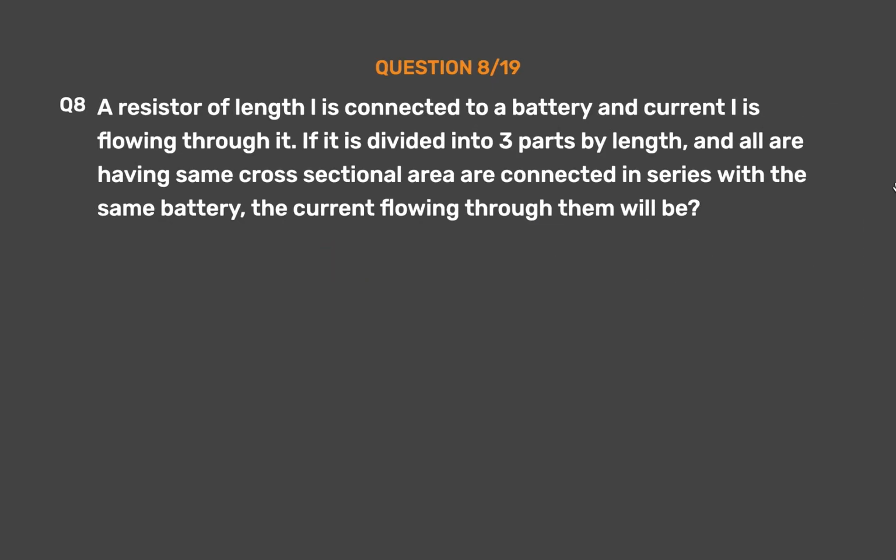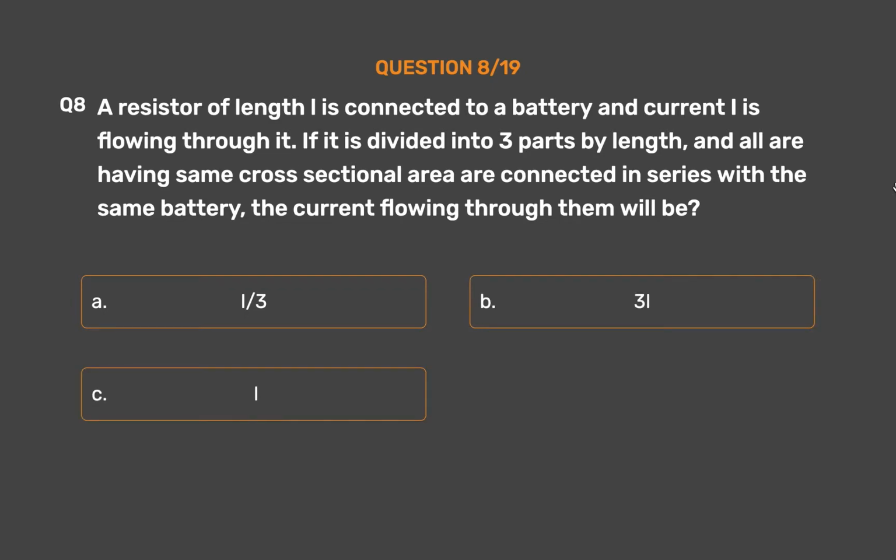Question number 8. A resistor of length L is connected to a battery and current I is flowing through it. If it is divided into 3 parts by length, and all having the same cross-sectional area are connected in series with the same battery, the current flowing through them will be. Option A. I/3. Option B. 3I. Option C. I. Option D. 3I/2.